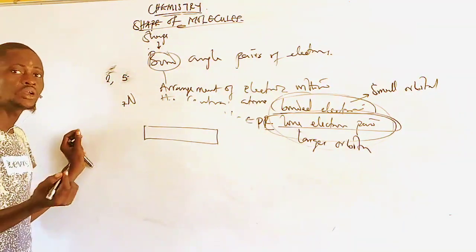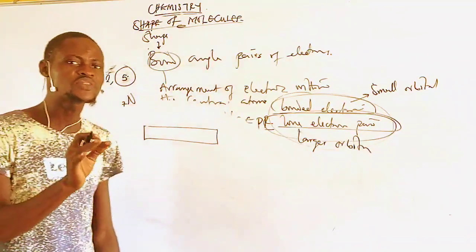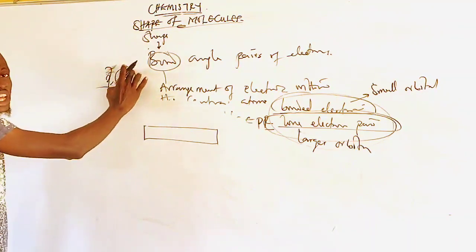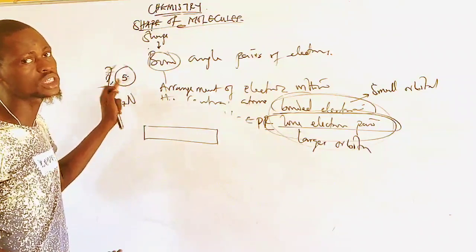Now, the valence shell of nitrogen has only 5 electrons. It has only 5 electrons. This is not a valence shell, this is a complete shell. This is the valence shell. It has only 5 electrons. Why? Because it is not complete, it wants to be 8, so it is a valence shell.